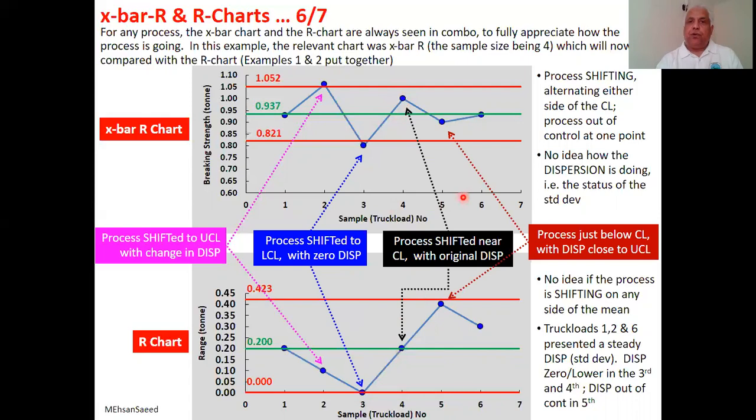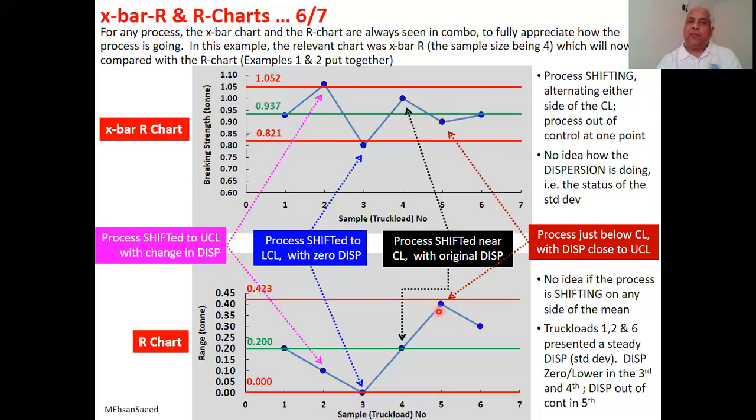Then comes truckload number 4. We find that again the supply is much better. The shift, the mean, is very close to the center line, and there is some problem with dispersion, although it is still acceptable.